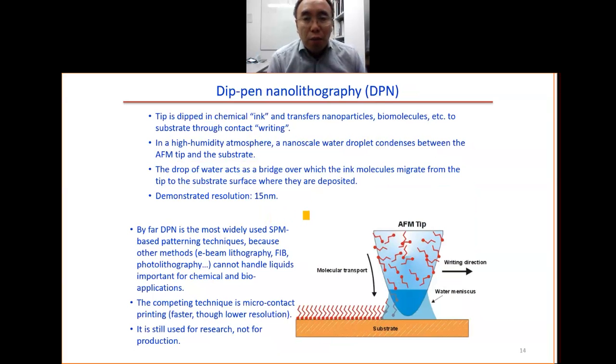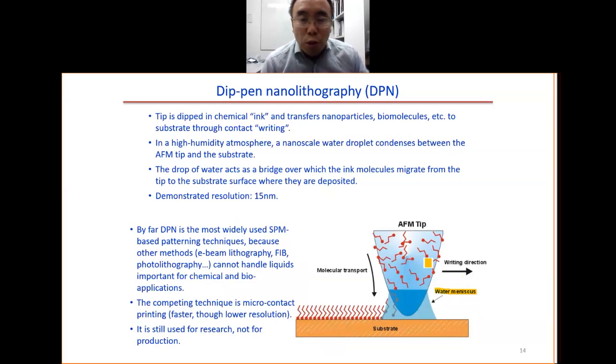Here's the idea. First we dip the pen, we dip the tip into the ink. We have the ink. There will be lots of ink. Then, when you bring the tip near the sample surface, there will be a water meniscus. When you have humidity, you form a water bridge. Then the ink molecules will be transferred from the tip onto the substrate.